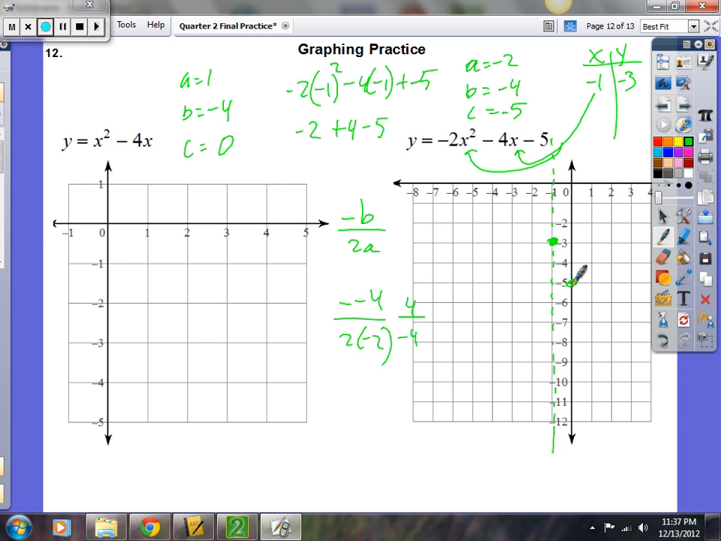And I know this dot right here at -5 reflects across the line to right there. Your parabola looks just like that. You know it's going to be upside down because your A is negative. Anytime your A is negative, it's upside down.